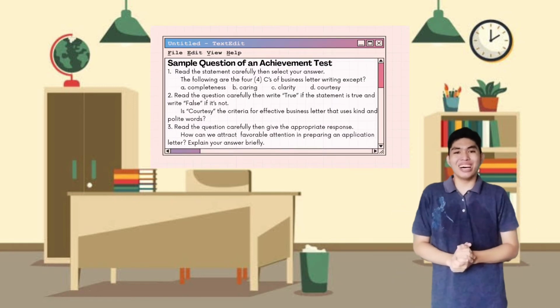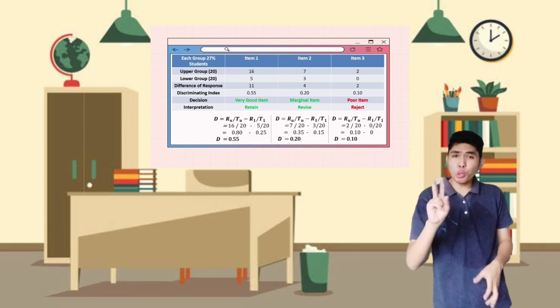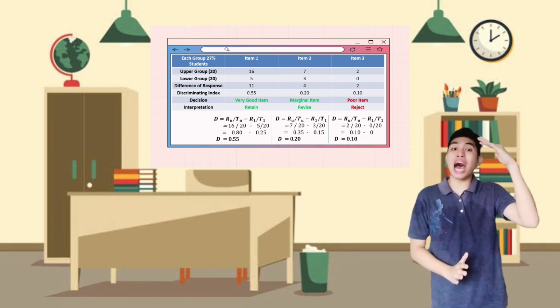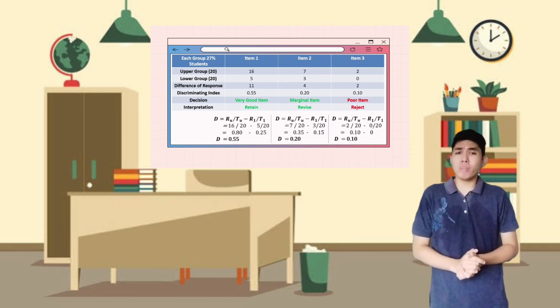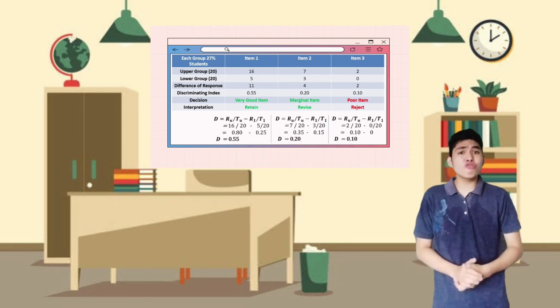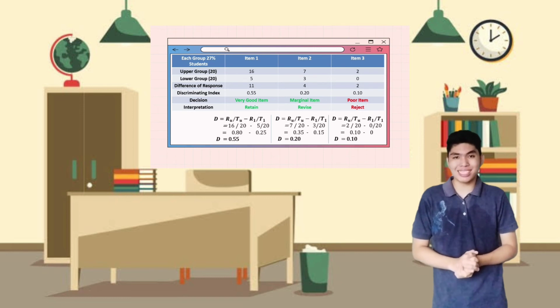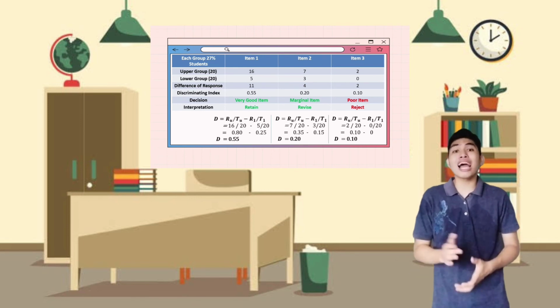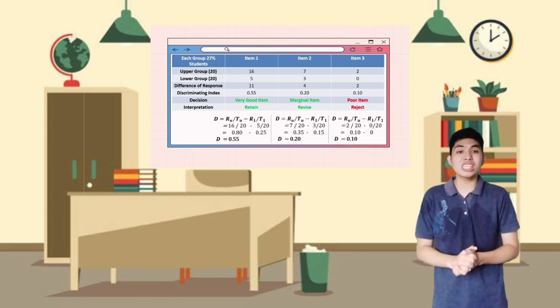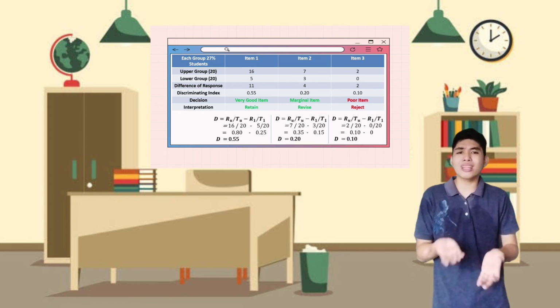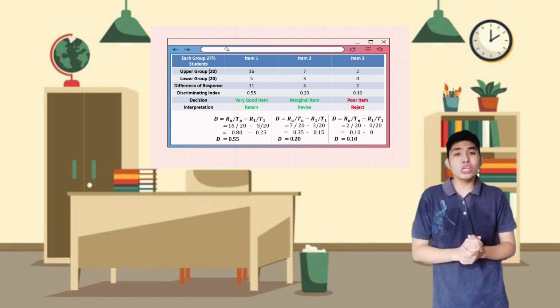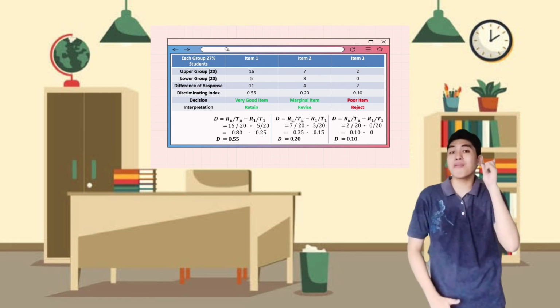Now let's continue. It's the same process. For item 2, 7 out of 20 students from the upper group got the correct answer. Meanwhile, 3 out of 20 students from the lower group got the correct answer. So we can tell that the difference of response is 4. By following the same formula, it resulted in a 0.20 discriminating index. Looking back at the table of guidelines for evaluating the discriminating efficiency of items, we could evaluate that the item is a marginal item which should be retained and needs improvement.